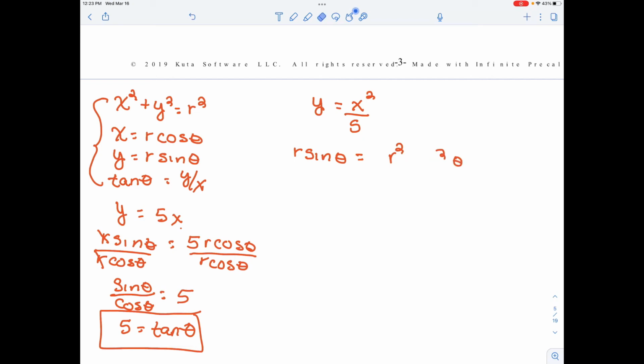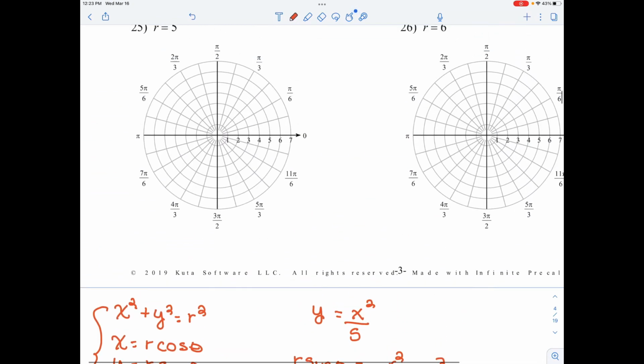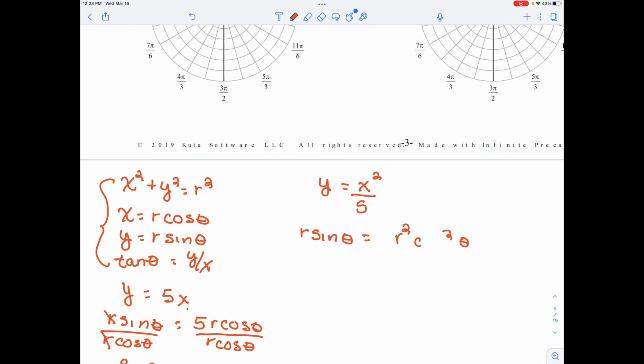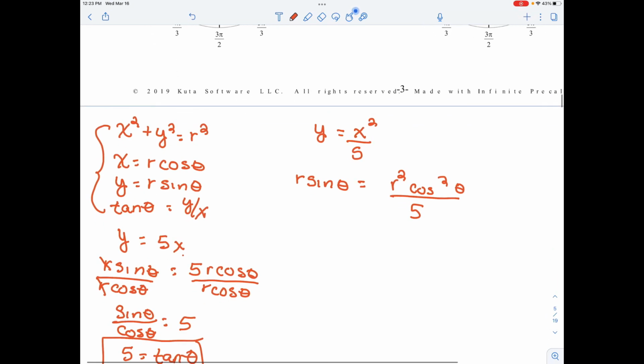No, I'm not. R squared cosine squared theta over 5. So again, I want to solve for r. I want to put everything in terms of r. Not r squared, just r if possible. So could I divide this side by r sine theta?